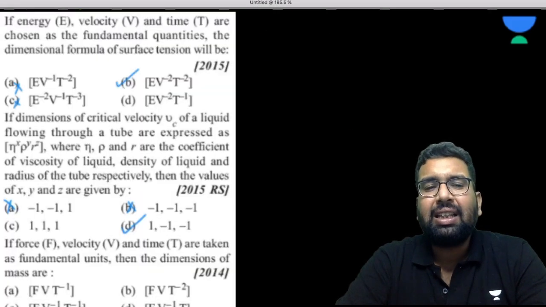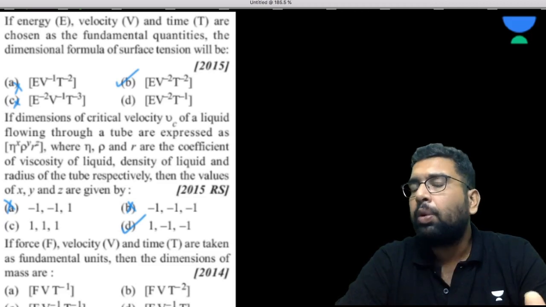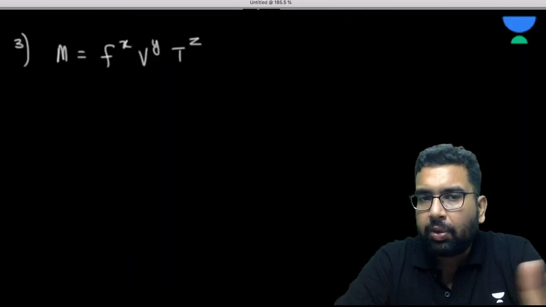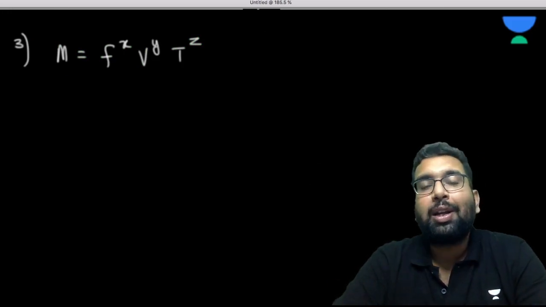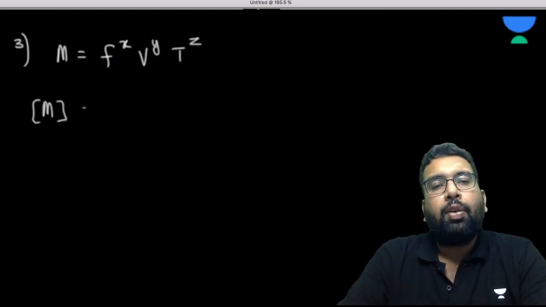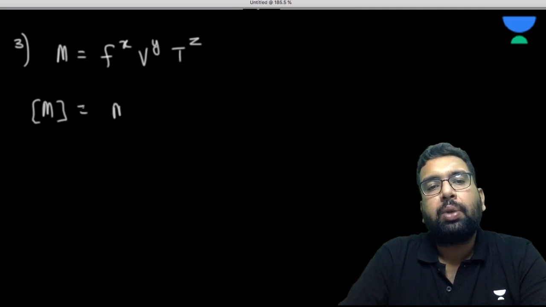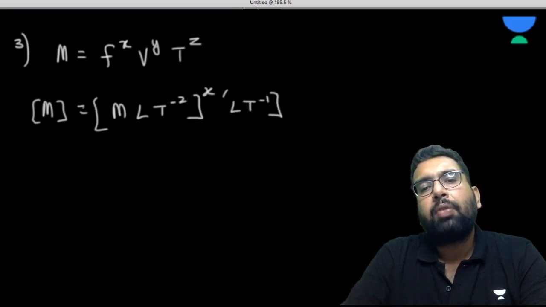This is going to be a little lengthy, so I'll give you one shortcut also, but let's follow the process. Sometimes getting more shortcuts is likely to confuse us. So we can write M. What is the dimension of each fundamental unit? For force it is MLT to the power minus 2, all to the power x. Velocity is LT to the power minus 1, to the power y. And time is T to the power z.